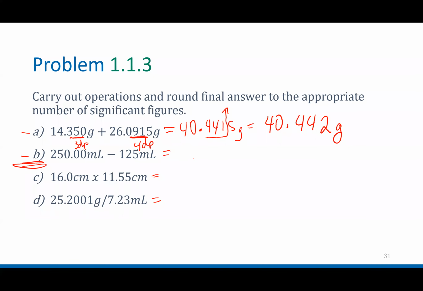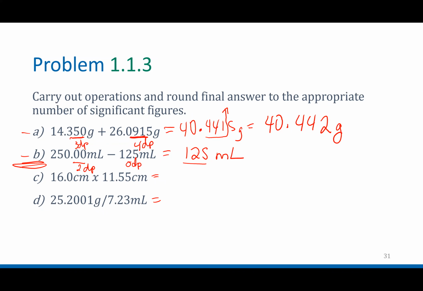In this morning's class, I think only 2 people said 125.00, but you can't do that because this number has 0 decimal places. This has 2 decimal places. So we must round our answer to 0 decimal places. And it would be 125. A few people saying 185. You might want to check your calculator. 250 minus 125 should only be 125.